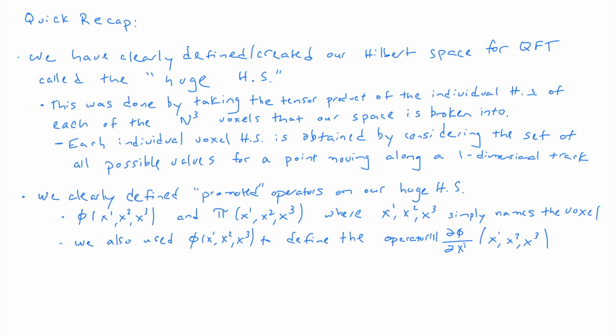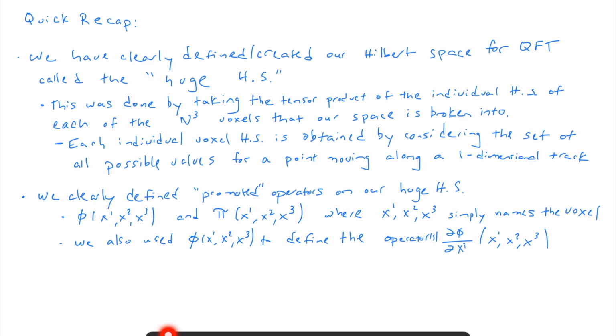We also talked about another operator, the partial derivative operator, which you might want to call d phi, d xi, and xi could either be 1, 2, or 3. And these are technically different operators taken from different voxels anywhere along the point in space. And this also had a well-defined definition on our huge Hilbert space.